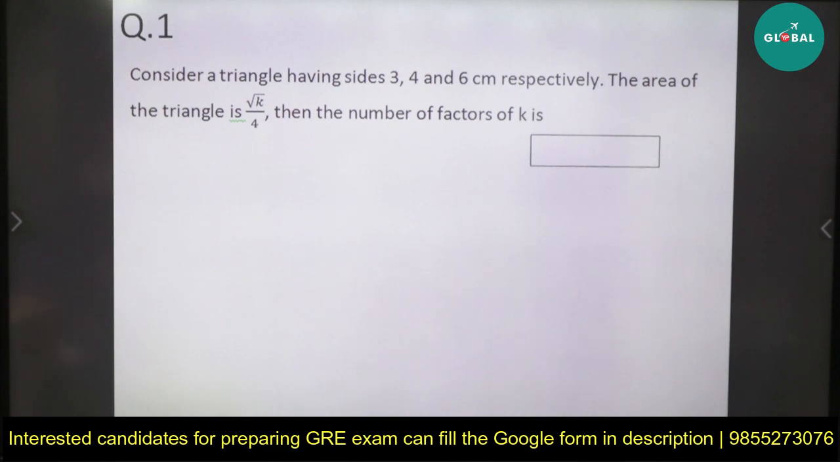Just read the question. Those who are continuously following us must solve these questions, and if anyone is watching this for the first time, then you should also watch all the previous lectures. So we have a triangle having 3 sides, 3, 4 and 6 respectively. The area of the triangle is root k upon 4. Then the number of factors of k is equal to. Try to answer this question yourself first, then I will explain.